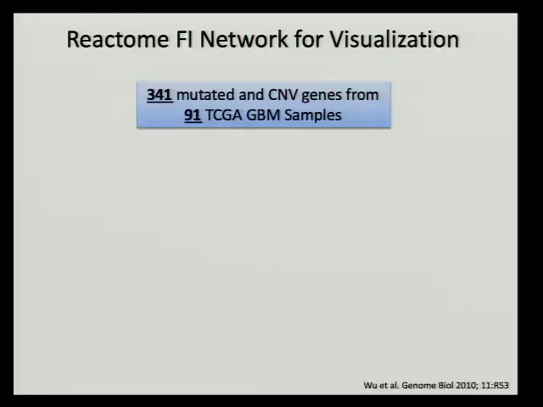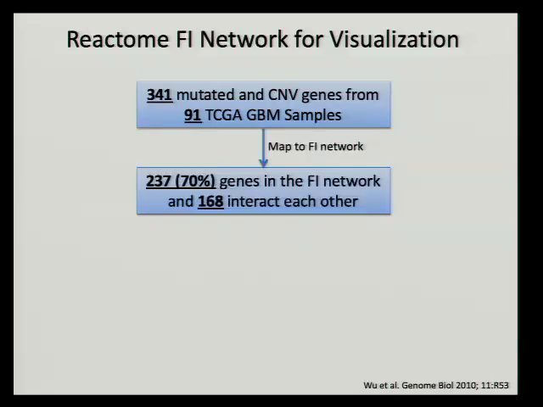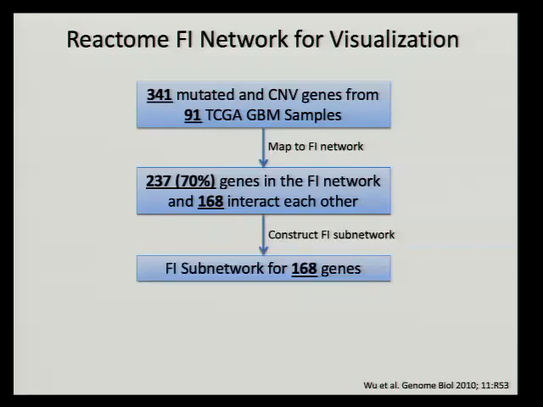Okay. So we have developed some approaches to use this Reactome FI network. I'm going to show you several examples. The first one is that we can use the Reactome FI network for visualization. For example, we can project 341 mutated genes from 91 TCGA glioblastoma samples and map them to the FI network, about 70% mapped, and then construct the FI network for these mapped genes.